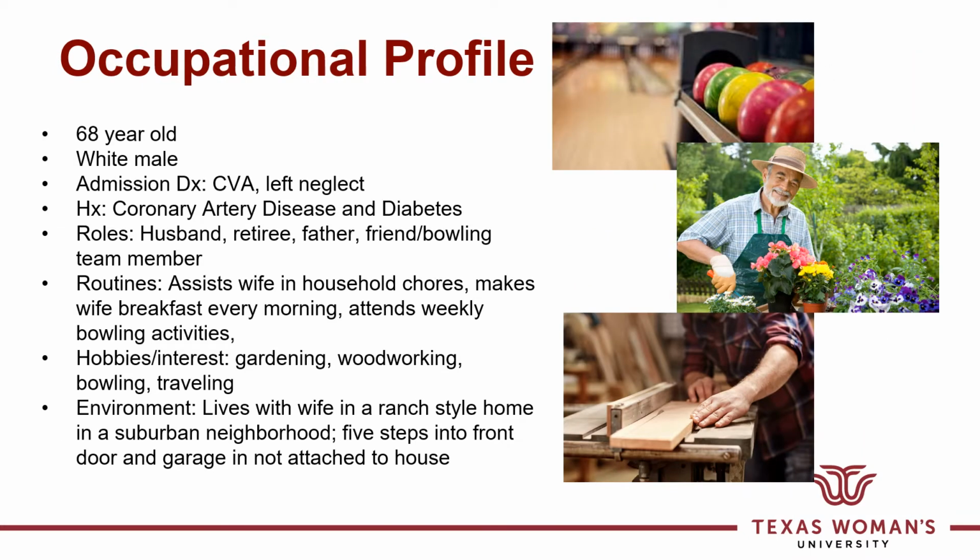Now that we've reviewed Frank's admission diagnosis, let's get to know Frank a little bit more. Following the OT process, I will begin with the occupational profile. Frank was admitted to a rehab hospital where he will be for the next 3 weeks to receive rehab services from occupational therapy, physical therapy, and speech. He is a 68-year-old white male who has a history of diabetes and coronary artery disease. He lives with his wife in a ranch-style home with 5 stairs in the front and a garage detached from the house.